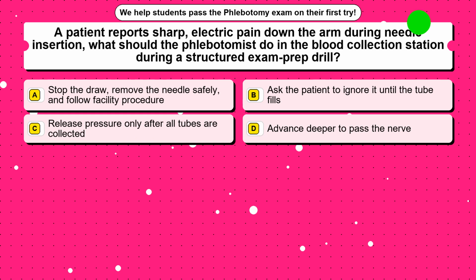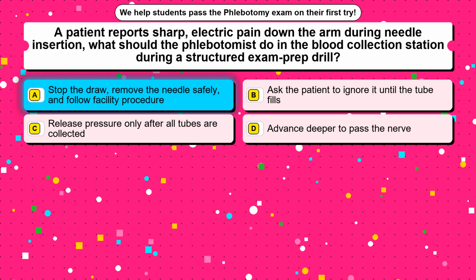Question 21. A patient reports sharp, electric pain down the arm during needle insertion. What should the phlebotomist do in the blood collection station during a structured exam prep drill? Option A, stop the draw, remove the needle safely, and follow facility procedure. Option B, ask the patient to ignore it until the tube fills. Option C, release pressure only after all tubes are collected. Option D, advance deeper to pass the nerve.